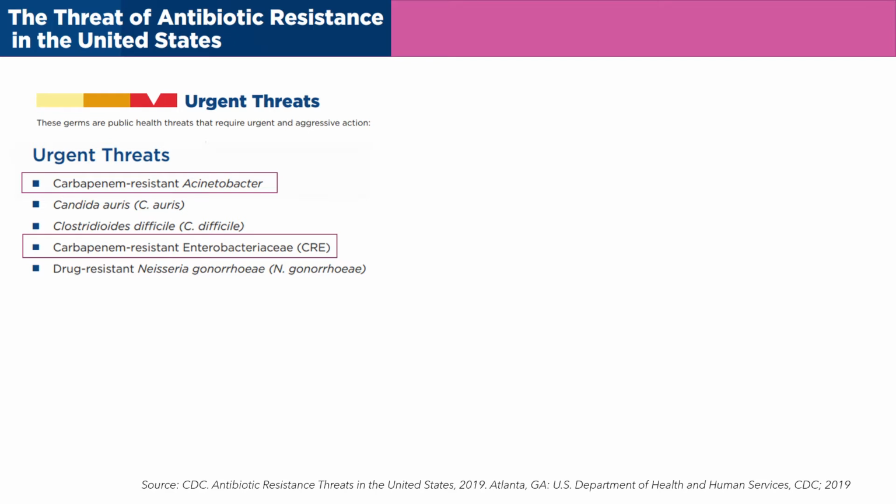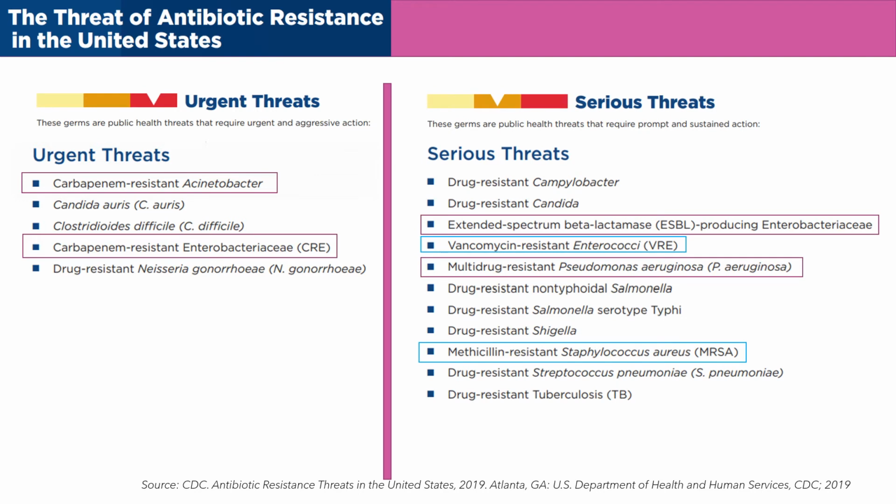The CDC also lists these 4 bacteria on their threat list. You can see that Acinetobacter and CRE are on their urgent threats list, whereas extended spectrum beta-lactamase ESBL producing Enterobacteriaceae and multidrug resistant Pseudomonas aeruginosa are on their serious threats list.